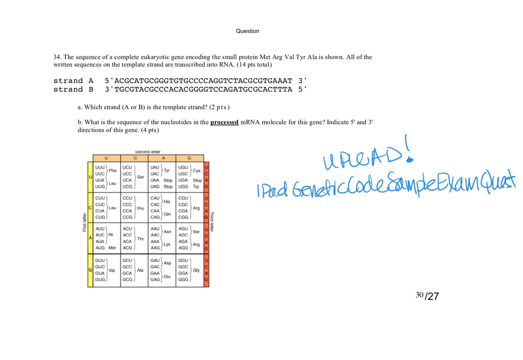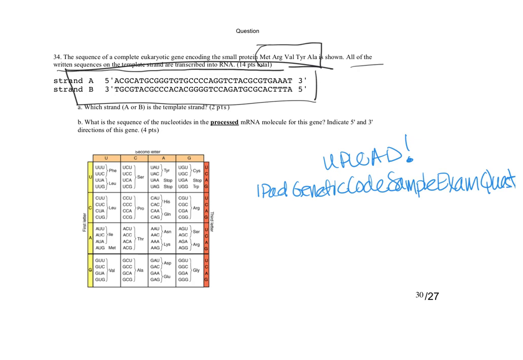And then here we go. We're going to do this one as the iPad genetic code sample exam question, and you are going to try to make this happen. So we have a complete sequence of a eukaryotic gene, this whole thing, and you're trying to make this protein specifically. Everything you see on the template strand is transcribed into RNA. So first tell me which is the template and which is the non-template. Hint: it has ATG 5' to 3'.